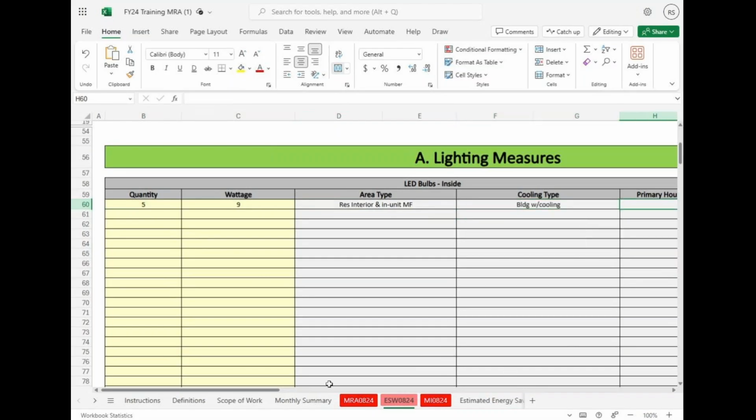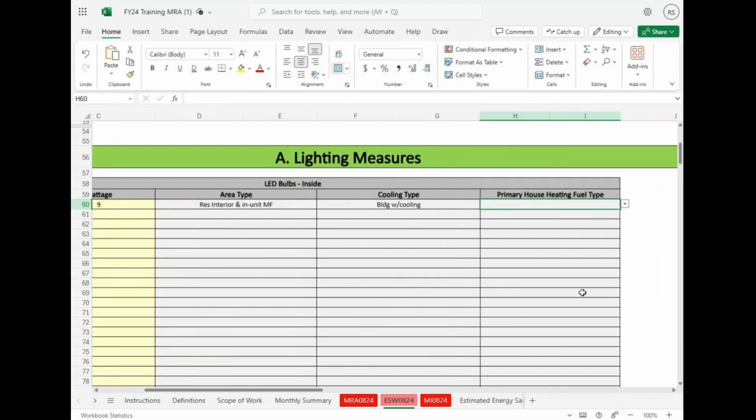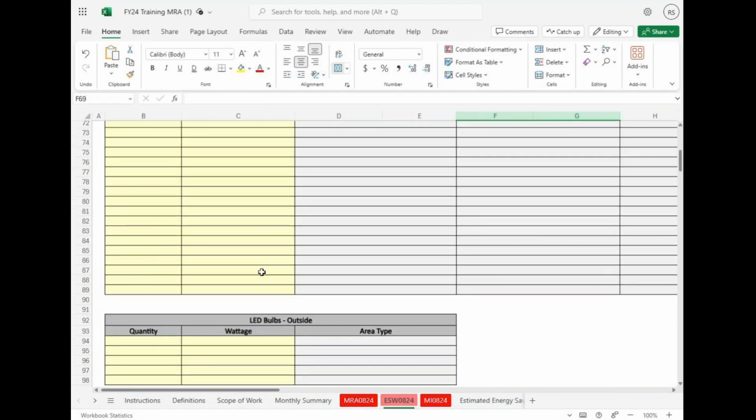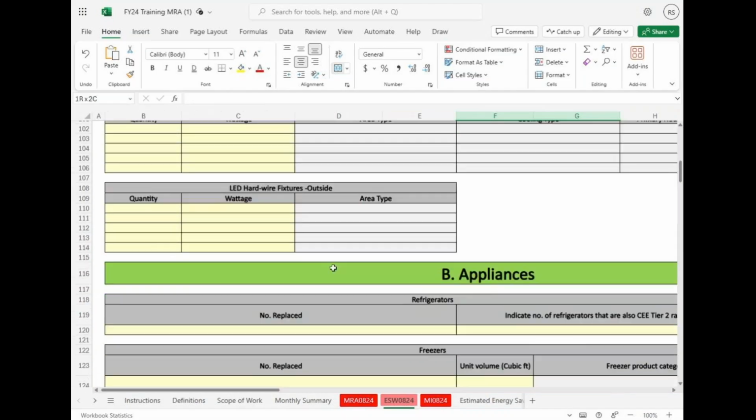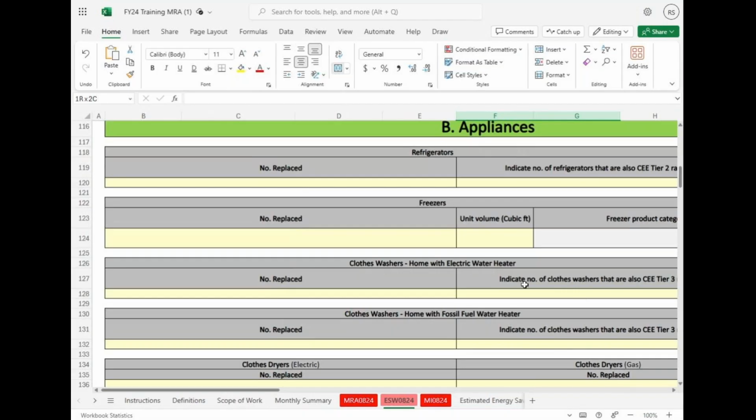So that's sample reporting for light bulbs. That's one of the standard inputs that we've had for years. Appliances, largely the same as previous years.